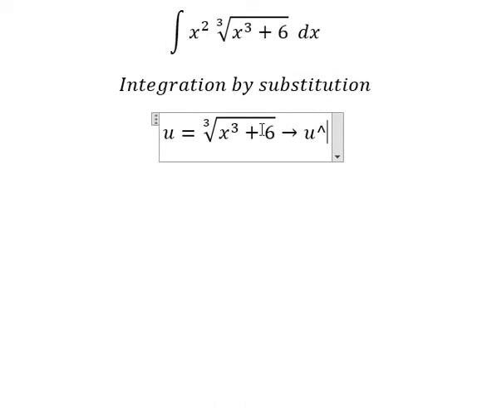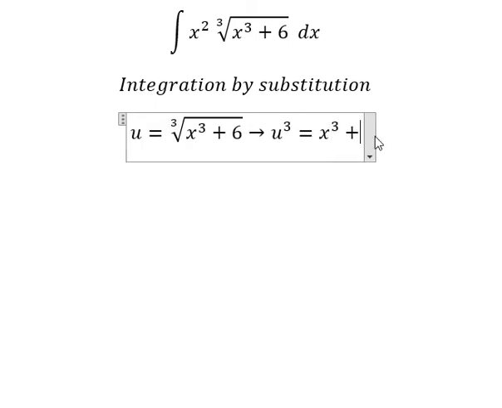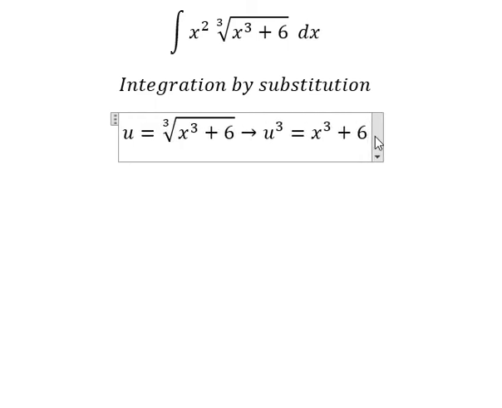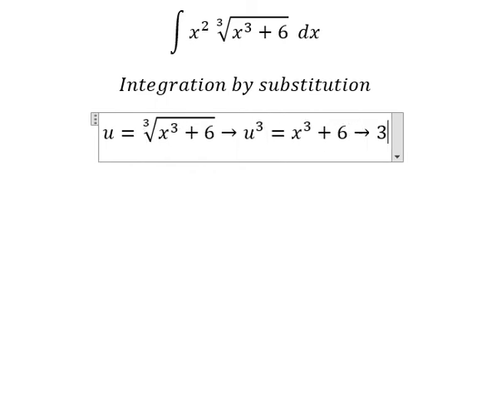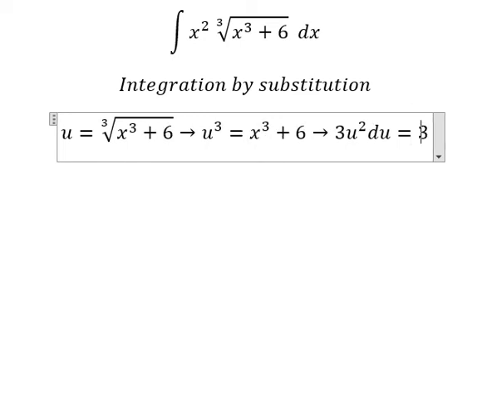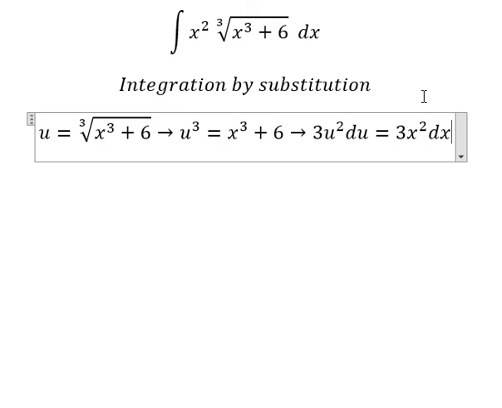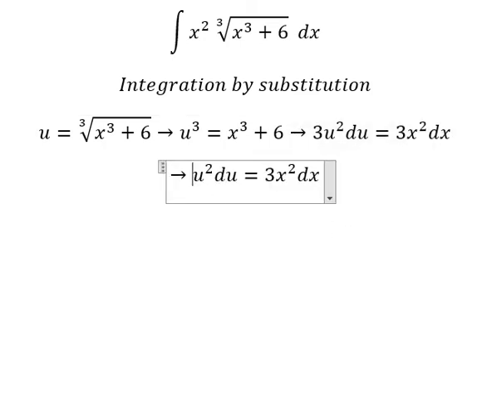Later, we put the power 3 on both sides to cancel the cubic root. Next, we need to do the first derivative for both sides. First derivative of u to the power of 3, we have 3u squared du. First derivative of s to the power of 3, we have 3s squared ds. Next, we need to simplify the number 3 on both sides.